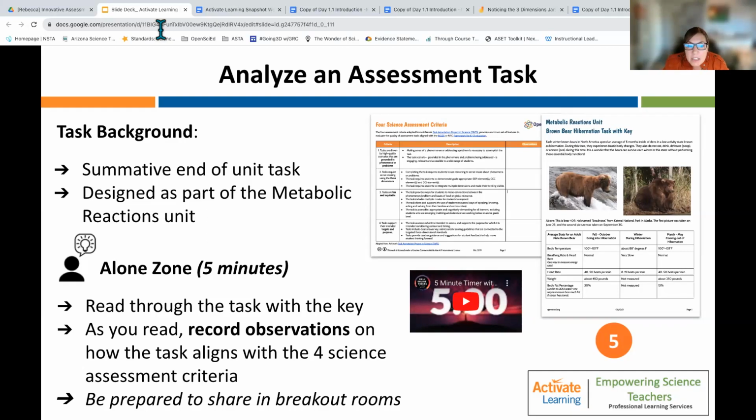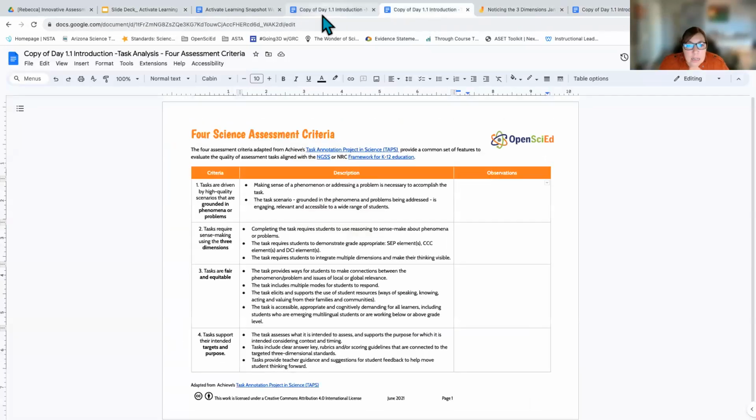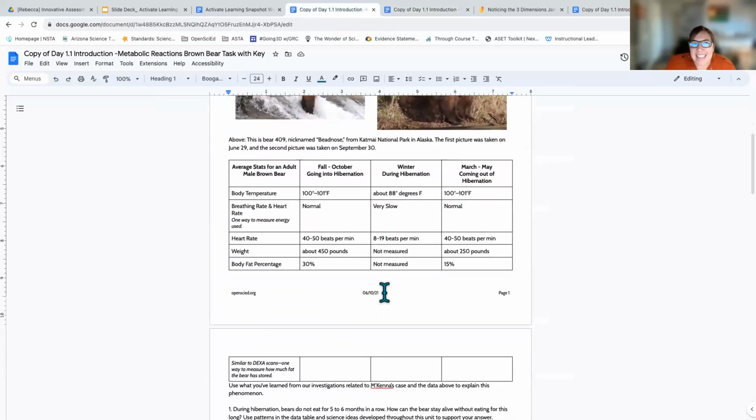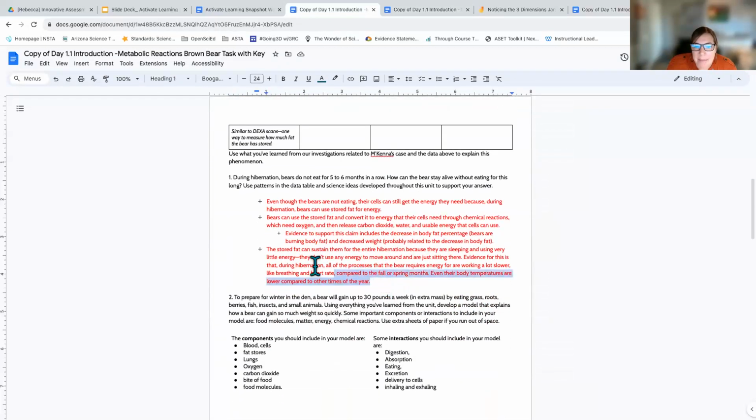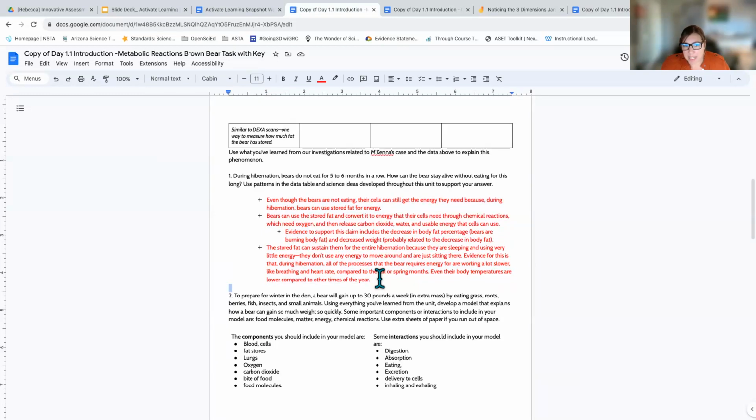And so what I'm asking you to do, and I know this requires a little bit of tech work here, is to read through the task. Now, the version I gave you is with the key. And by key, I mean items you're supposed to be looking for are written in red. So kind of like the answer key. That's what the red pieces are.